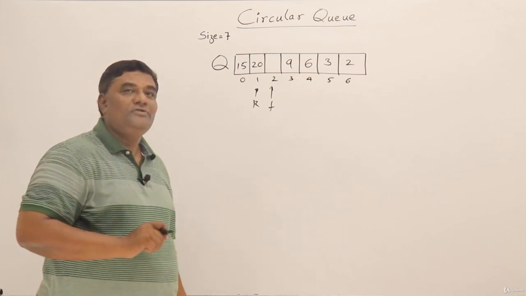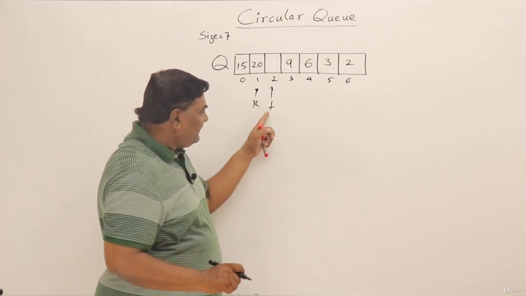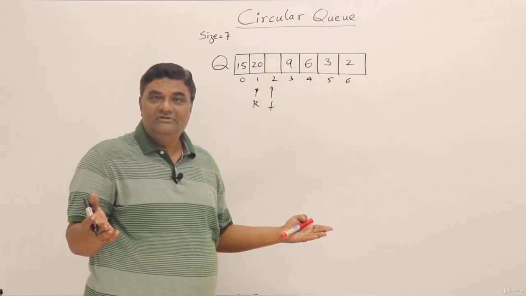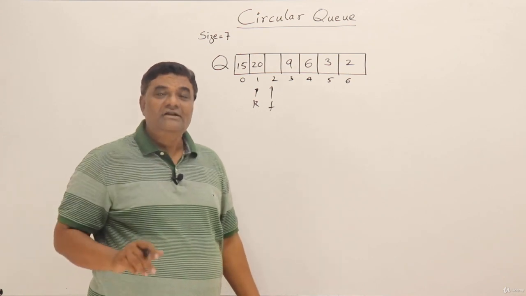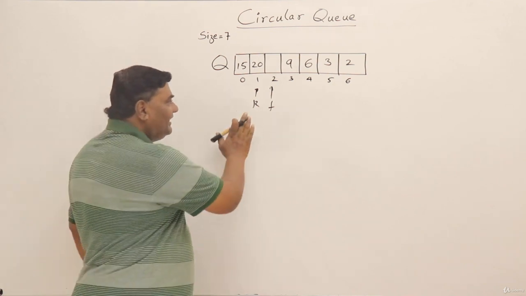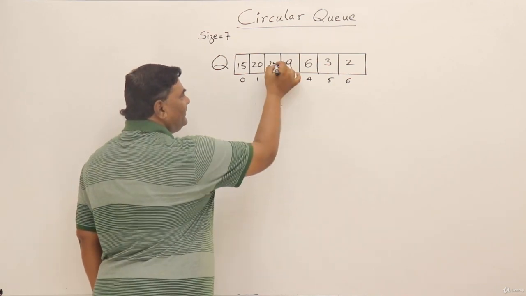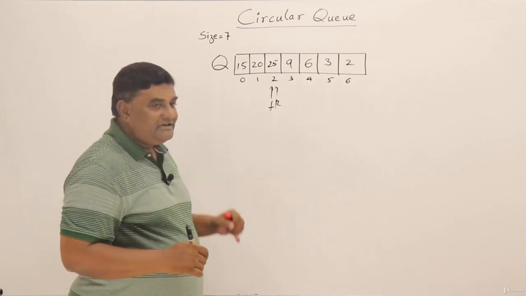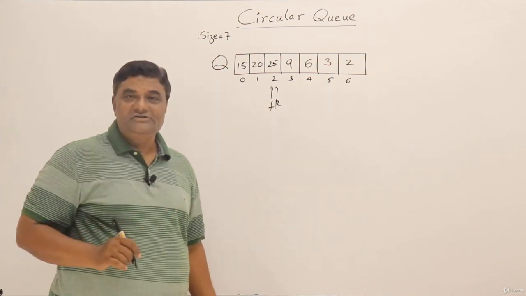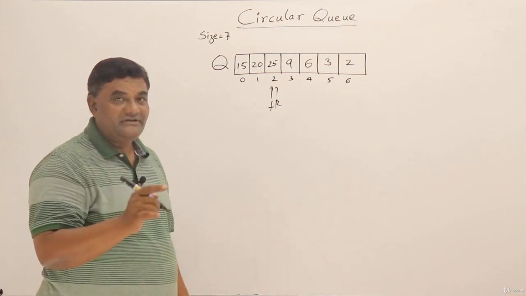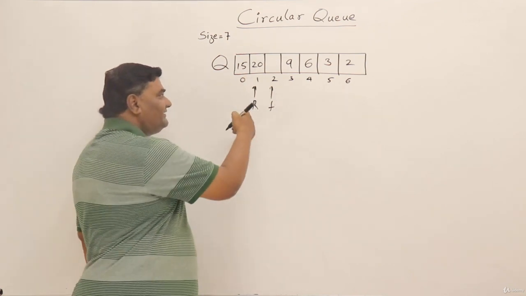What happens if I want to use that space? If you bring rear there, then rear and front both are equal. Equal means we know the condition. When they are at the same place, queue is empty. Let me show you. I will insert one more element, 25. Now front is equal to rear. Is it full or empty? See, actually it is the empty condition. So that is the reason we will not use that place wherever front is pointing.